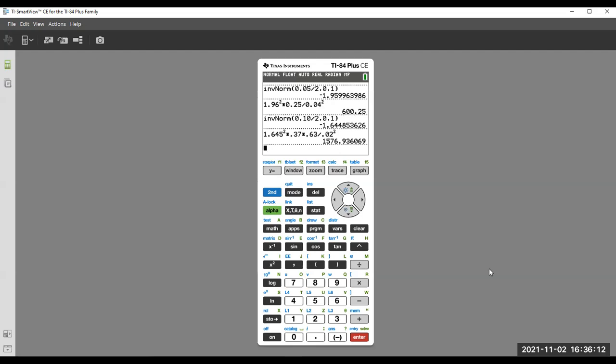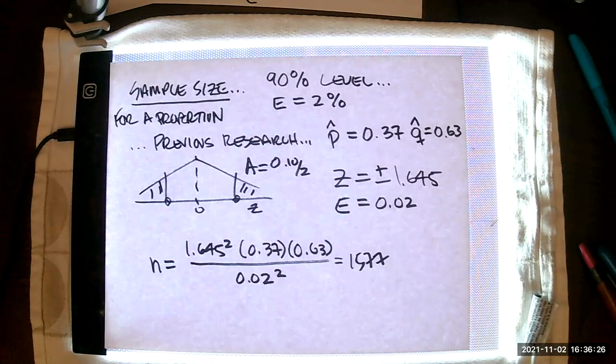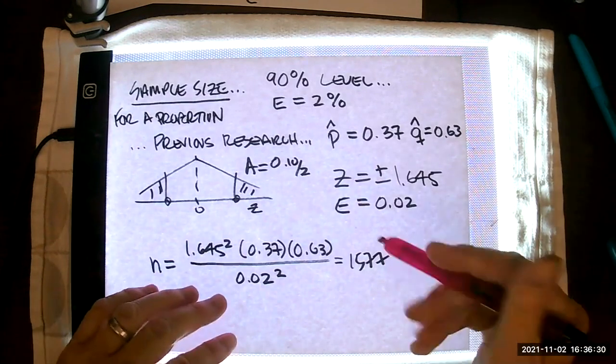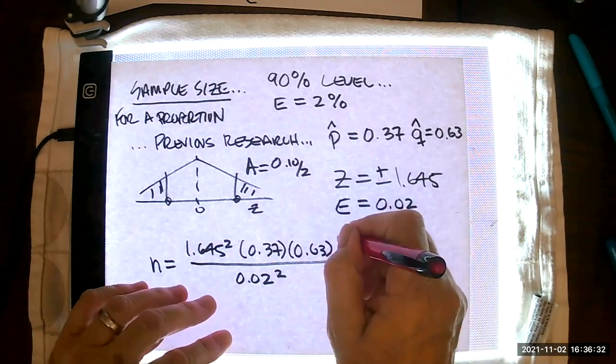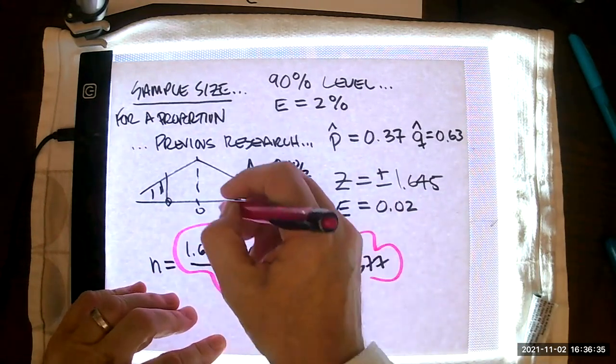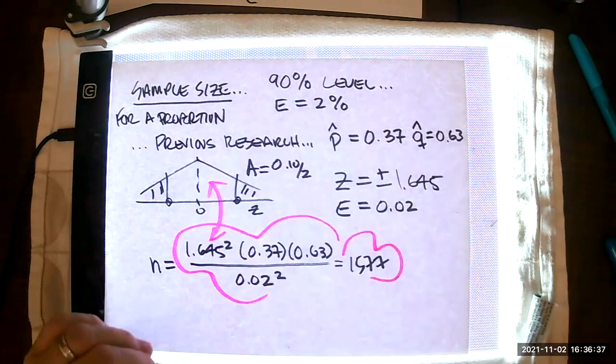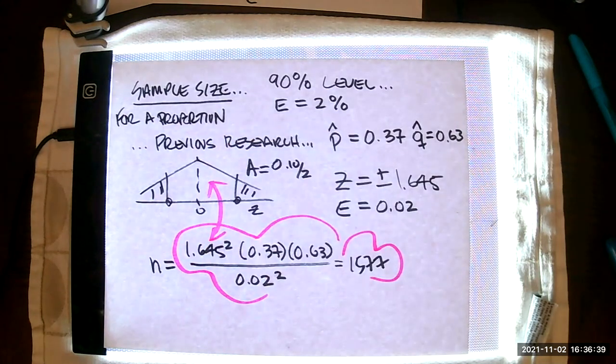1,576.93, 1,577. Let me stop my sharing. So 1,577. So there we go. You really do need the formula and you need the inverse norm tool to get to the critical values. So there we go.